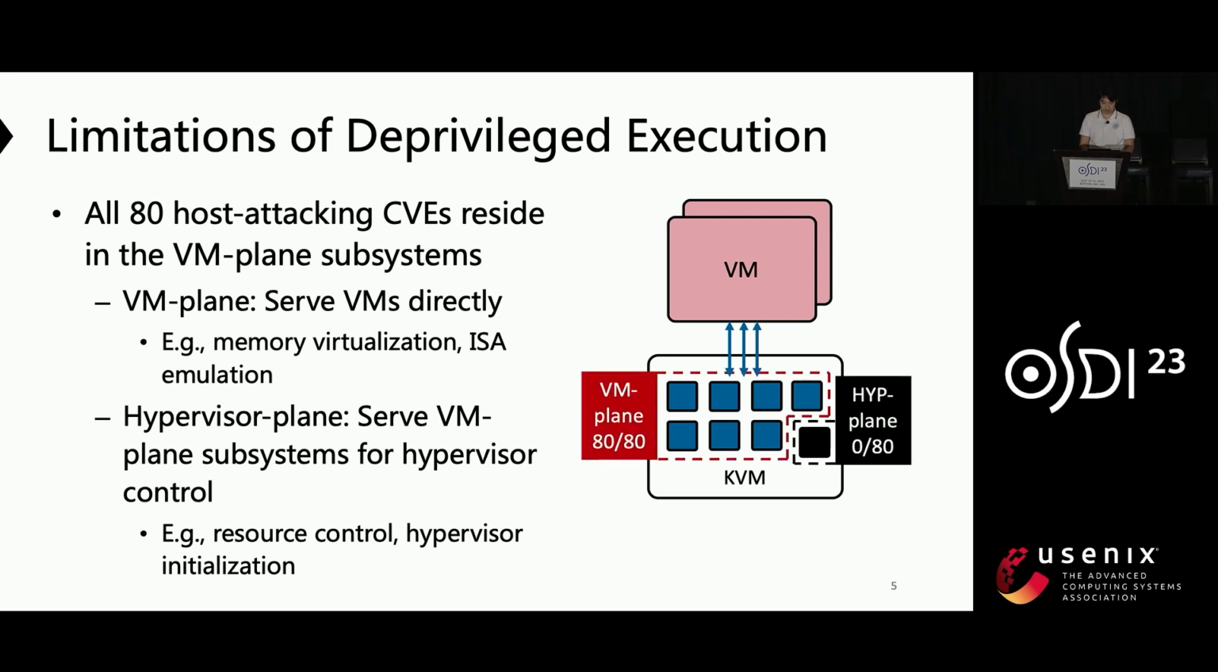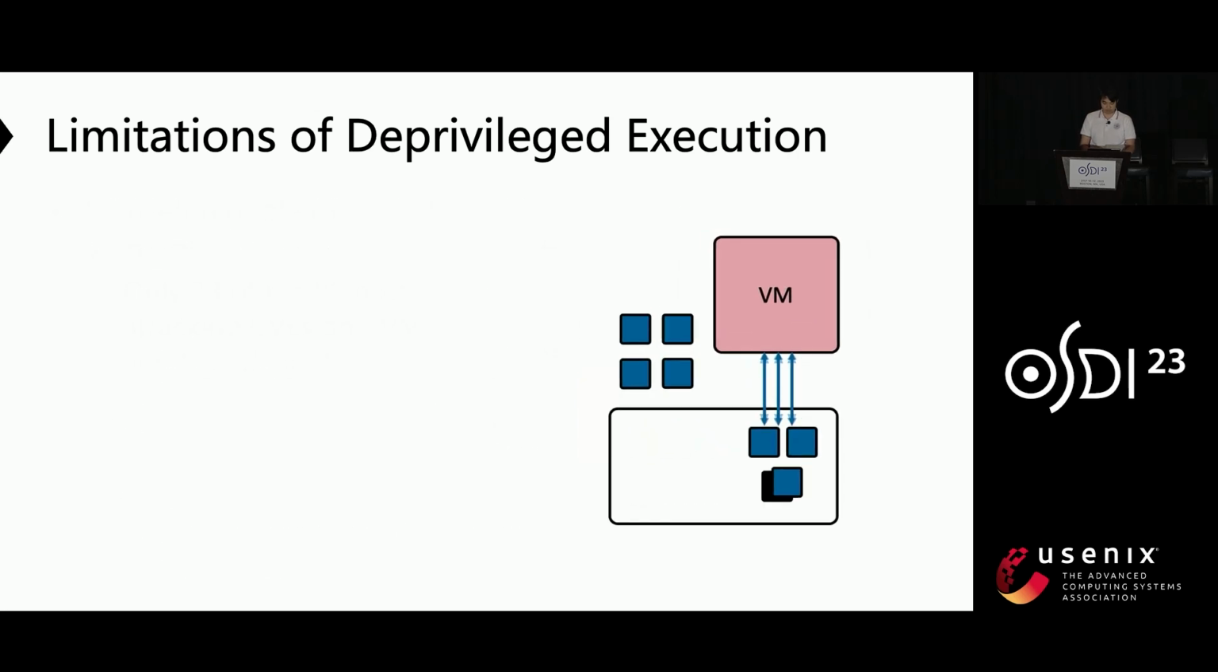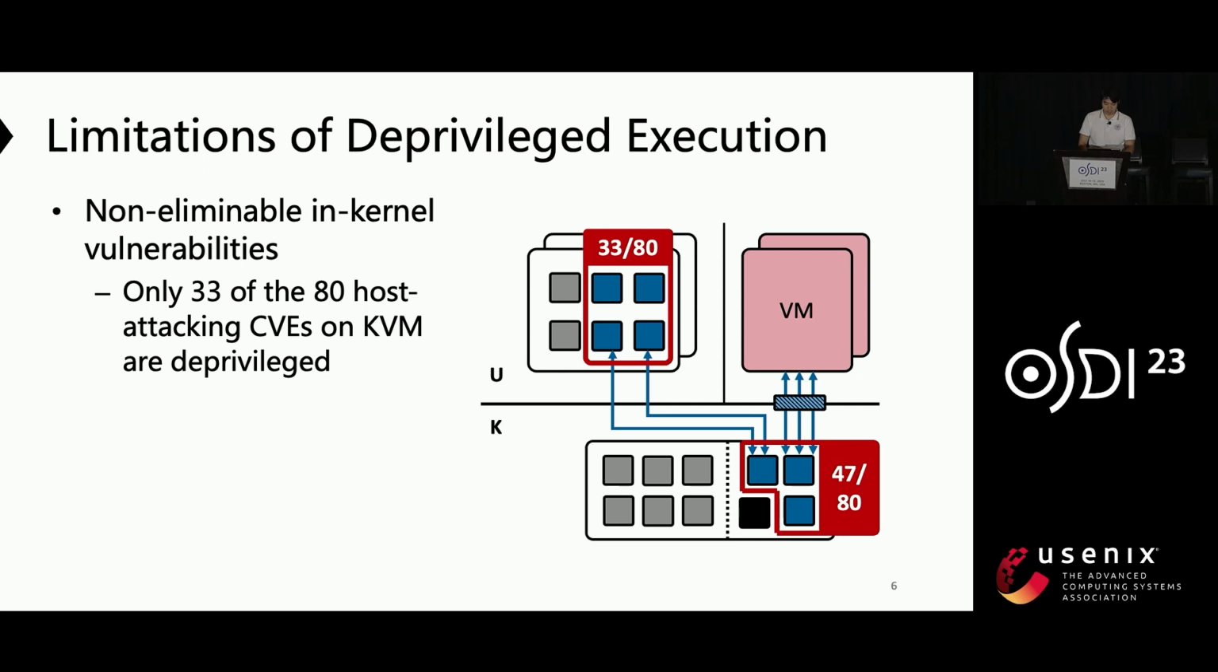VM plane means the components that serve VMs directly. Hypervisor plane means the components that serve the VM plane for hypervisor control. And we found that all the host attacking CVEs reside in the VM plane. The prior works can only remove part of the VM plane components, and this results in 47 of the 80 host attacking CVEs on KVM are left in the kernel.